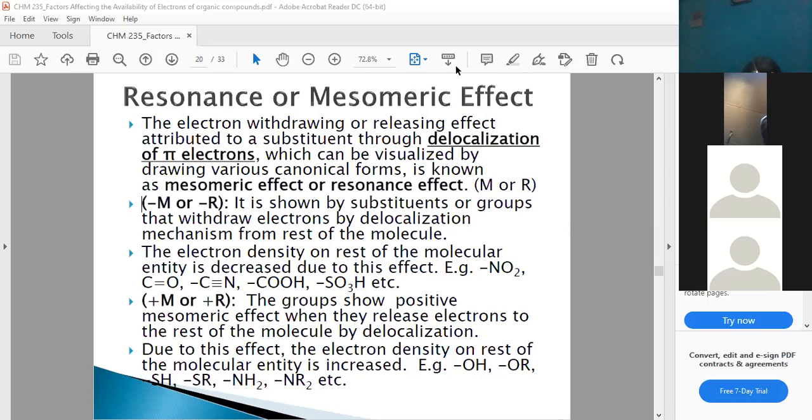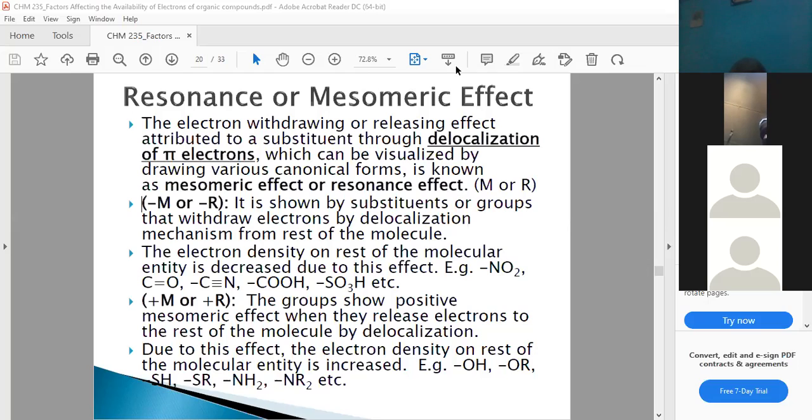Now, resonance can also be negative or positive. You have negative mesomeric or resonance effect if the substituent withdraws electrons by delocalization. Groups that can withdraw electrons from such a molecule include nitro, carbonyl, and so on.